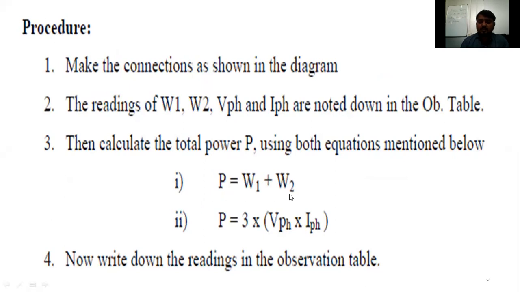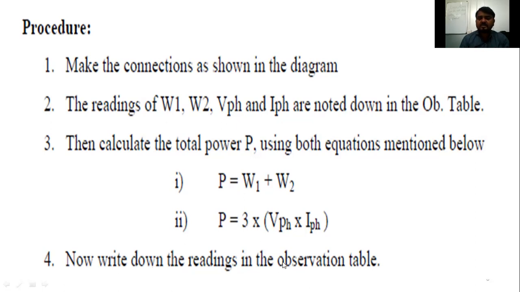Calculate the total power using both equations mentioned below: P equal to W1 plus W2, and P equal to 3 V phase I phase. Phase voltage they have used here now, for that reason 3 we are going to use. Instead of this V phase, we can use V phase equal to VL by root 3. So 3 times VL by root 3 is nothing but root 3 VL IL. I phase equal to IL for the star connection here now. So that formula also we can use here.